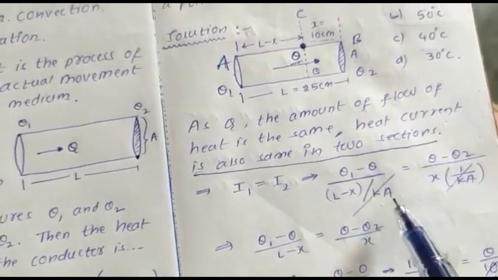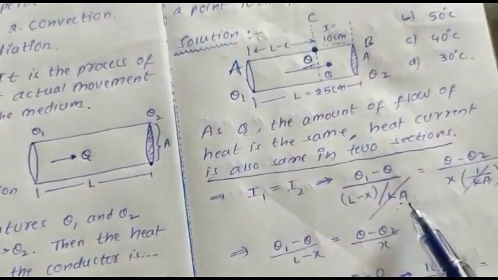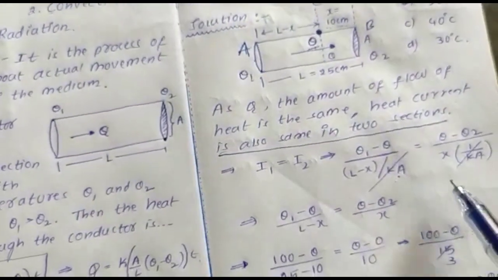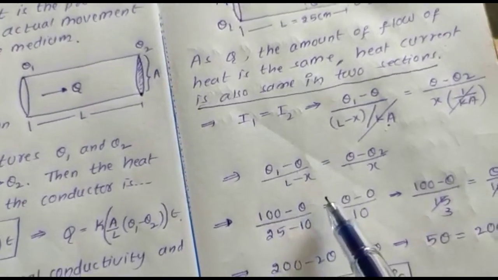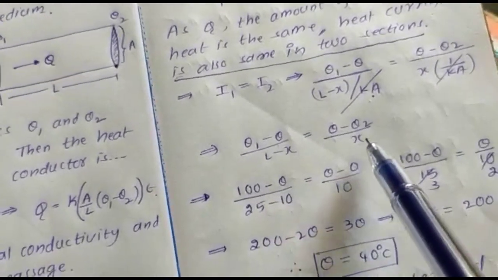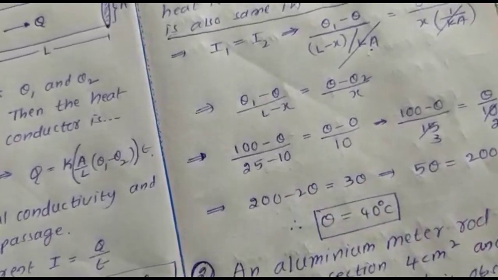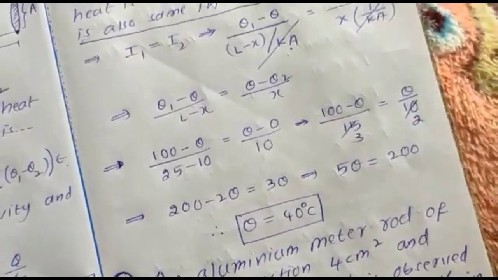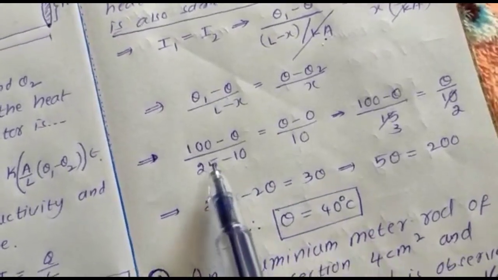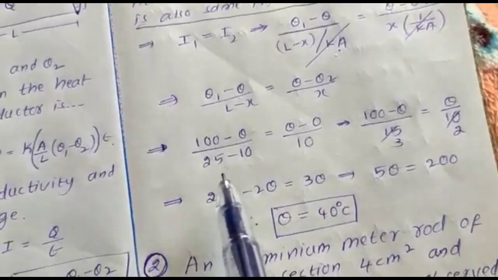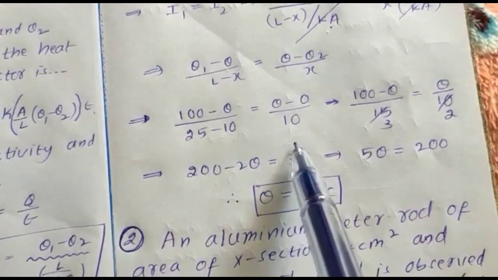Now on both sides the area of cross section is the same and the same metal is used, therefore K is also the same. On cancelling KA we get (theta 1 minus theta) by (L minus x) is equal to (theta minus theta 2) by x. By substituting these values, we get (100 minus theta) by (25 minus 10) is equal to (theta minus 0) by 10.